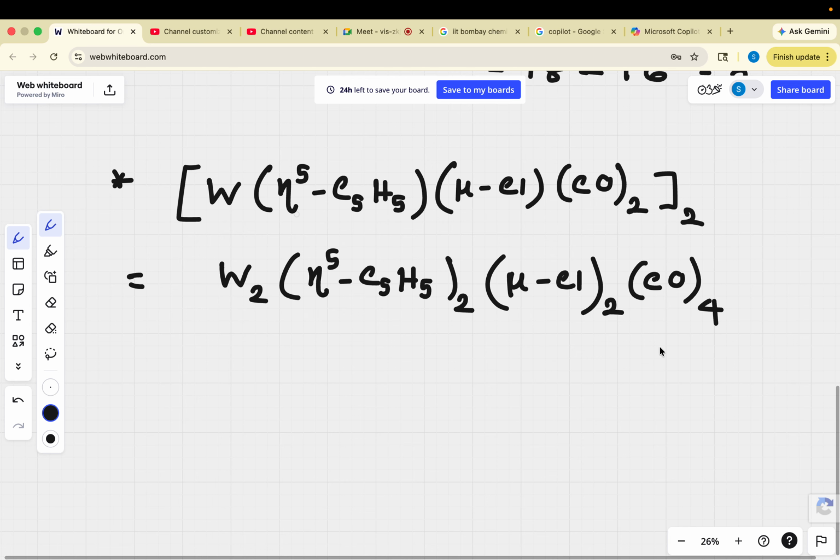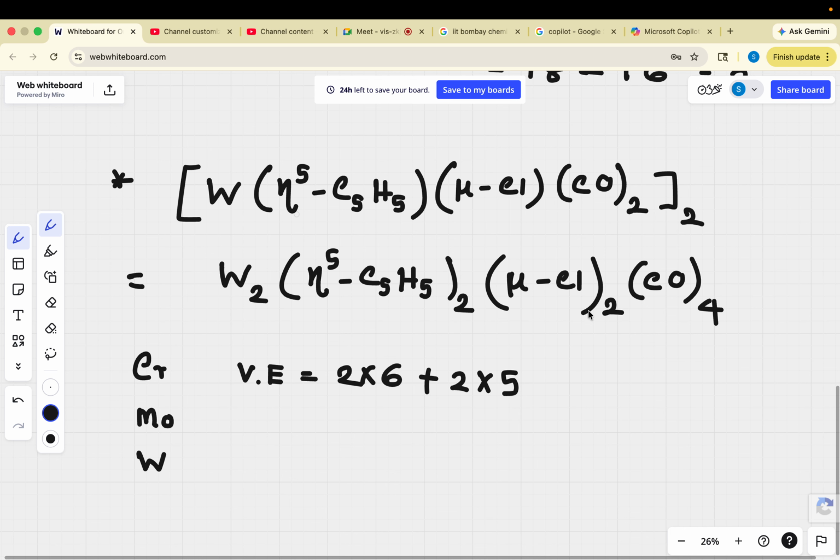Now tungsten is donating how many electrons? Check which group member it is: chromium, molybdenum, tungsten. So it will also have 6 electrons, right? First of all, if I do the valence electron calculation, for tungsten it will be 2 into 6. For cyclopentadienyl, 5 into 2.